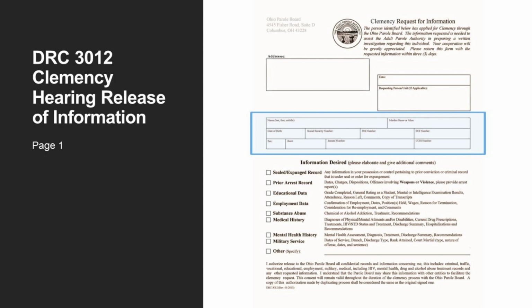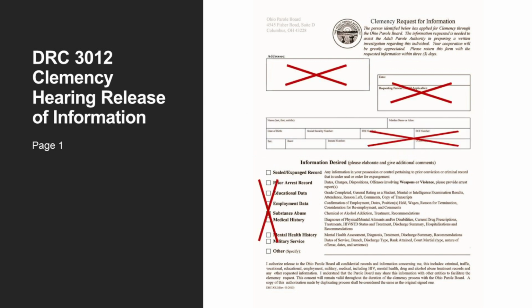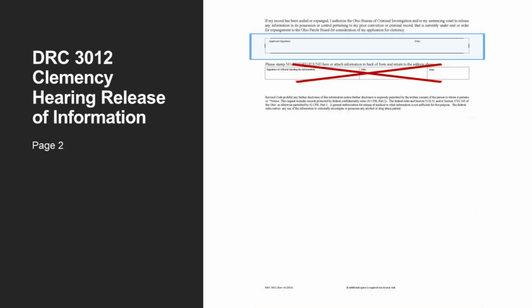On the first page, you should include your name, last, first, middle, your maiden name or alias, if applicable, your date of birth, social security number, sex, and race. You should not complete any other fields on this page of the form. On page 2, you should add your signature and the date. You should not complete any other fields on this page of the form.